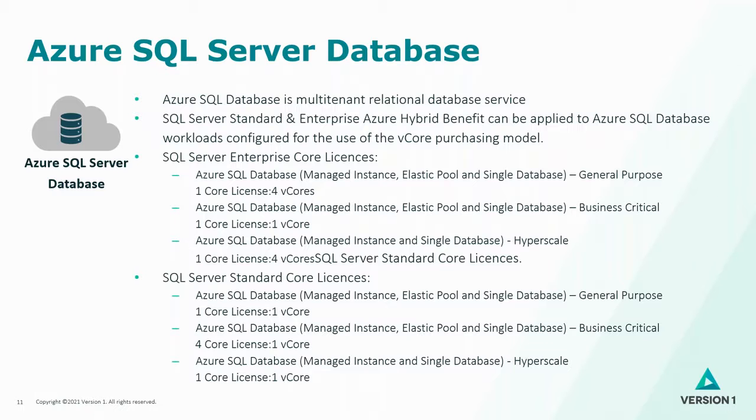So in the slide here, just to quickly run through these, you'll see SQL Server Enterprise. So for each enterprise core that I currently have within a general purpose service, I will get 1 core equals 4 vCores. For business critical, 1 core equals 1 vCore. And then for hyperscale, it reverts back again to for every 1 core license I have, I get 4 vCores within the service. SQL Server Standard, not too dissimilar. For each 1 core of the general purpose, I get 1 core. Business critical is a 4-to-1, and then hyperscale is a 1-to-1. So again, a great opportunity to leverage that on-prem investment to start using these services.